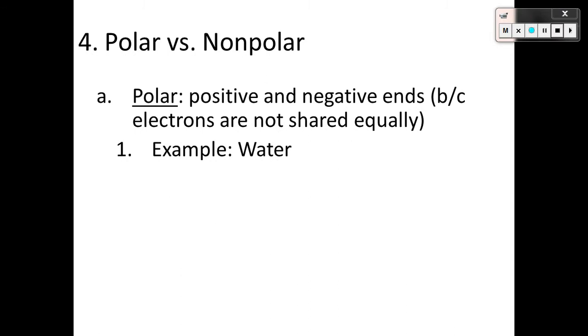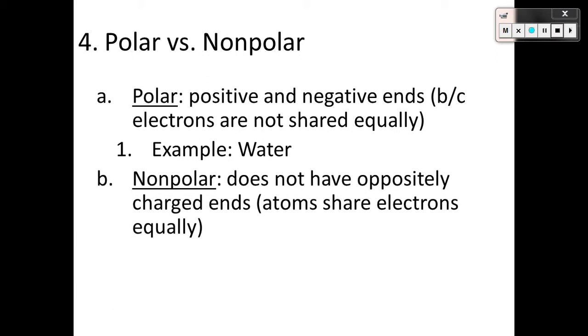An example of this would be water. Water is a perfect example of a molecule that is polar. On the flip side, we can have something that is nonpolar. And that means that they don't have charged ends. They don't have positive and negative ends. This is because the electrons are being shared equally. They're right in the middle. So everything is nice and balanced, and there is no charge struggle between the two atoms. So we say they're nonpolar, and they have no charges on either side.